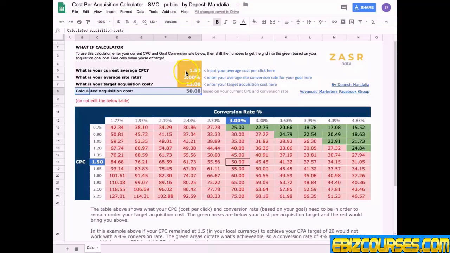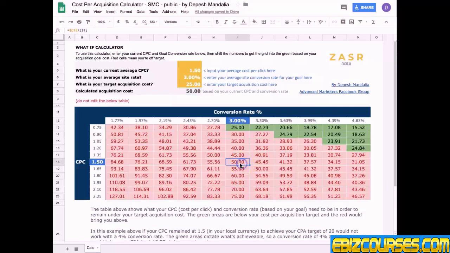So what this section does here is says, based on a 1.5, and let's just use dollars for the sake of argument, based on a $1.5 cost per click and a 3% conversion rate, your calculated cost per acquisition is actually $50. So up here you can see the calculations, and what it's doing is taking the cost per click and dividing it by the conversion rate, and that gives you your CPA. So then the question is, how do I get my CPA down? And this is what it's all about.